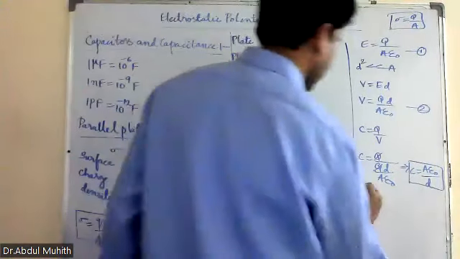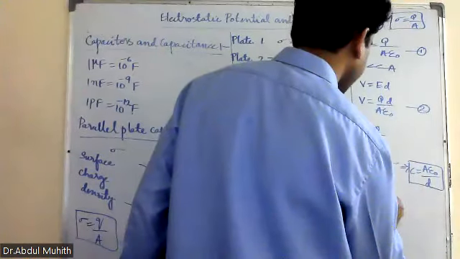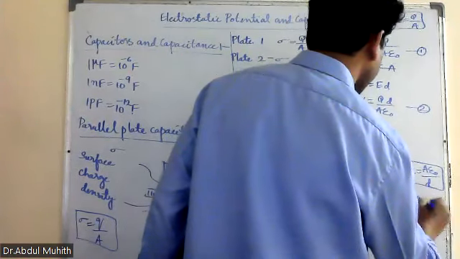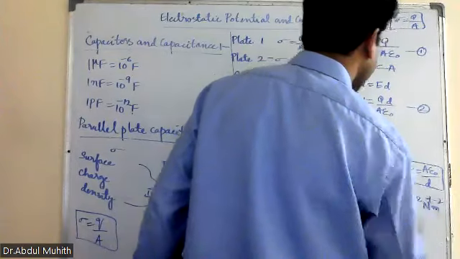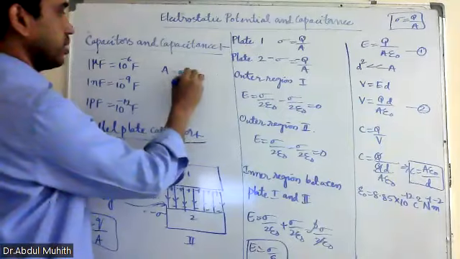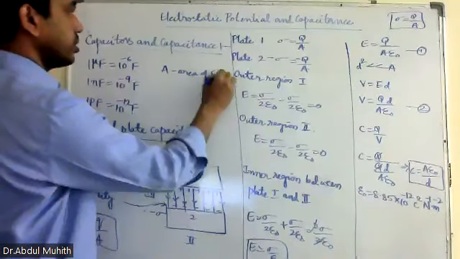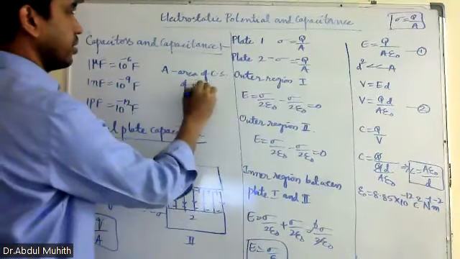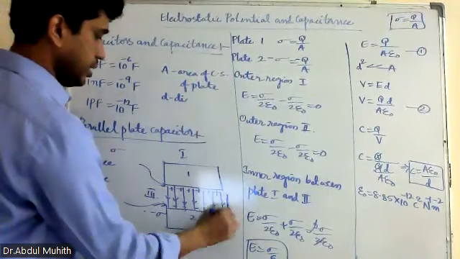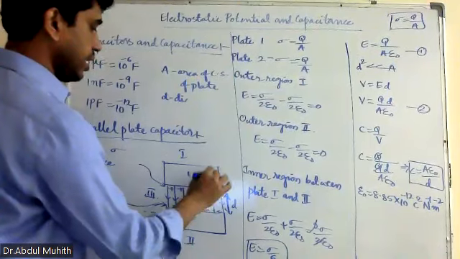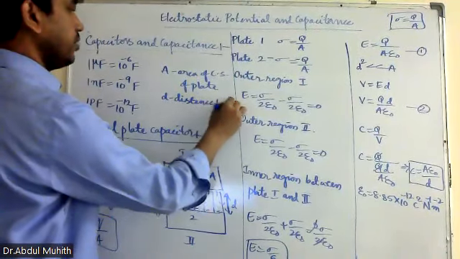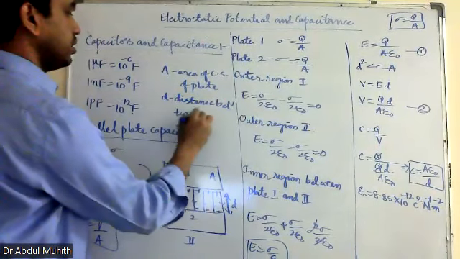So what is epsilon 0? Epsilon 0 is the permittivity of free space, 8.85 into 10 to the power of minus 12 Coulomb square per Newton meter square. This is the value. What is area A? A is the area of cross section of the plate. What is d? d is the distance between the two plates, small d.